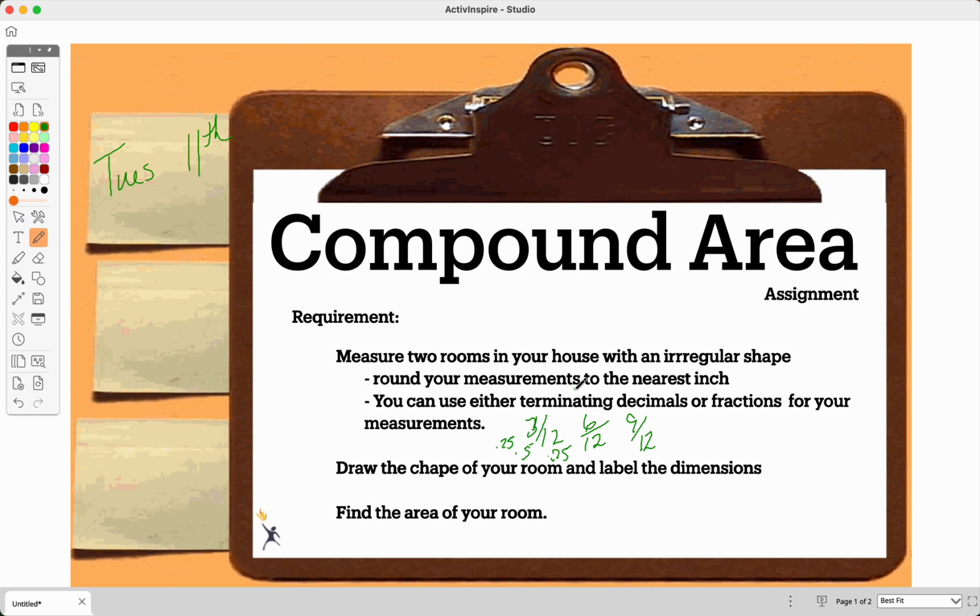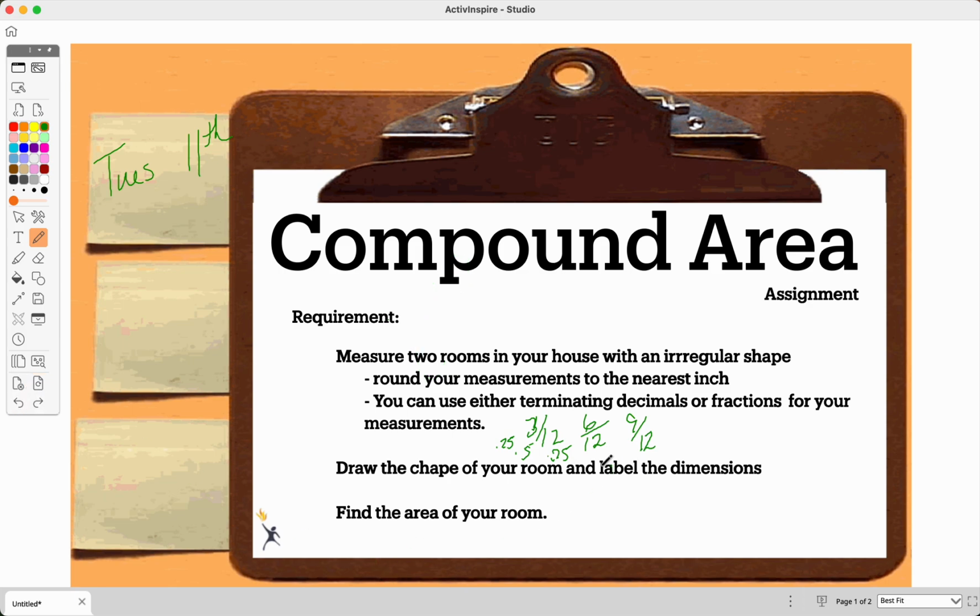So if you use fractions, stay in fractions. Don't switch back and forth. Don't have decimals in one part and fractions in the other, so that you're able to do your work. Sorry, my pen died for me for a second.